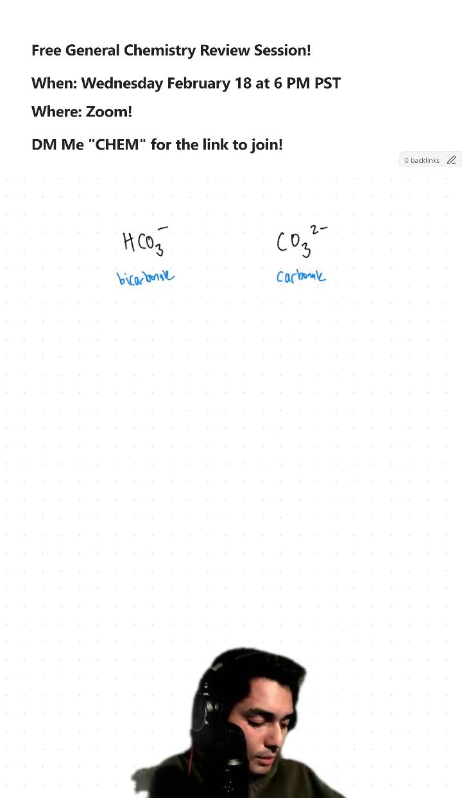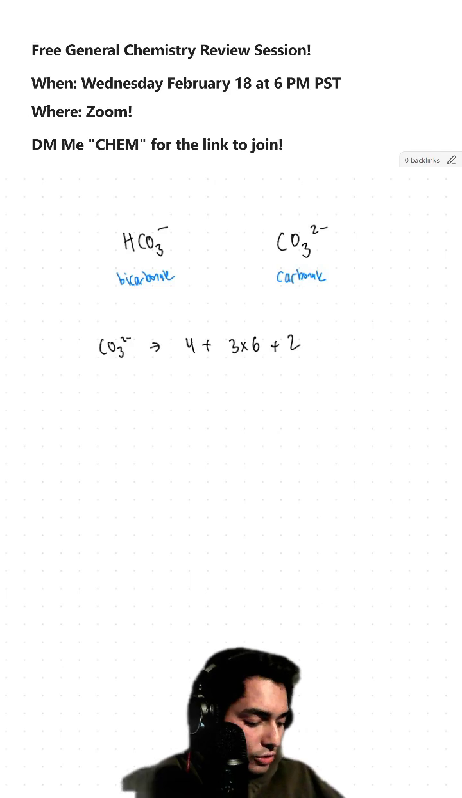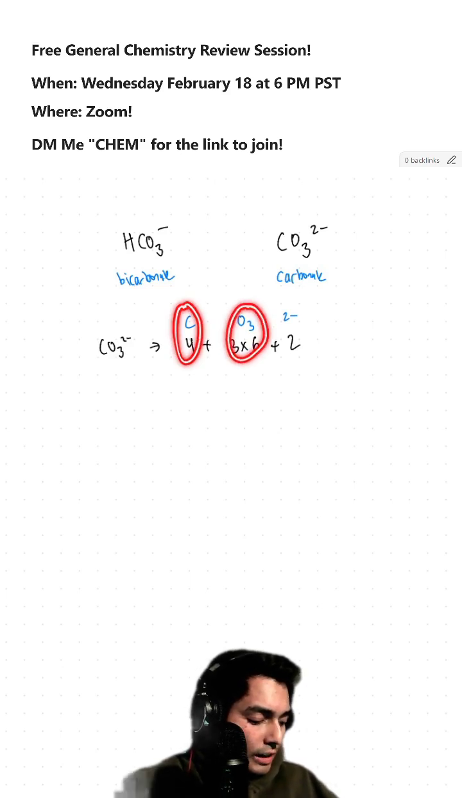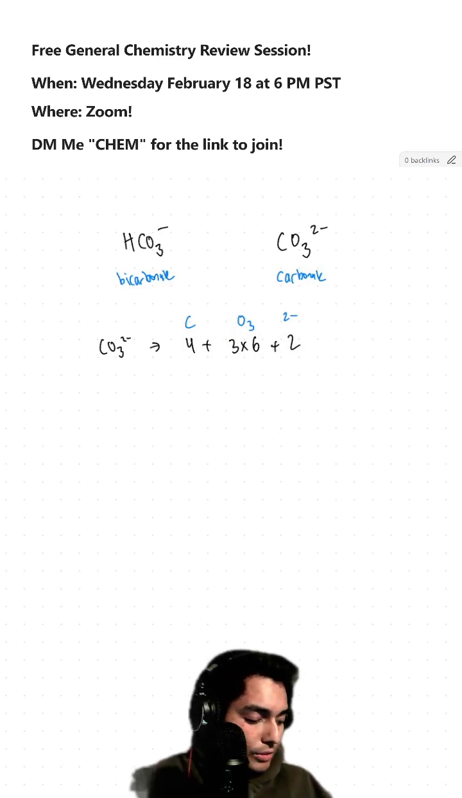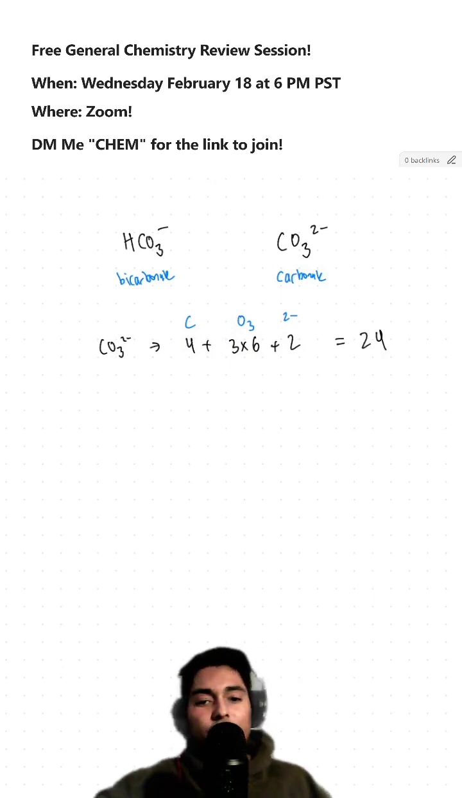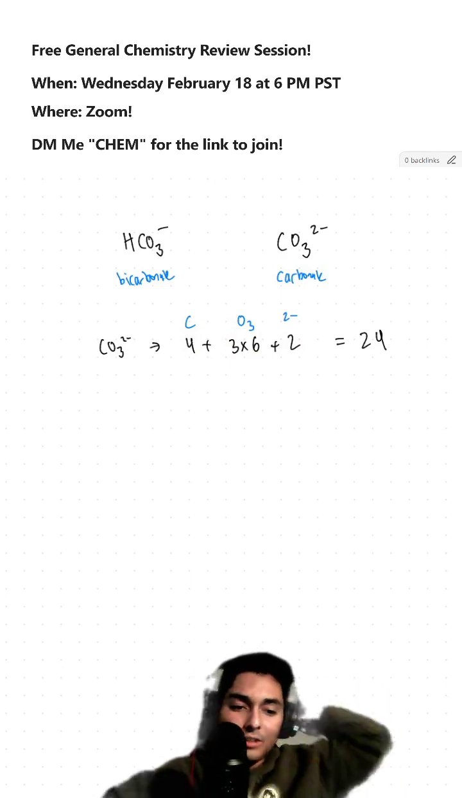So for carbonate, how many valence electrons am I going to have? Carbon has 4, oxygen has 6, and I have 3 of these, and then plus 2 extra electrons. So this is my CO3 2 minus. So 4 plus 3 times 6 is 18, and 18 plus 6, because 2 more electrons, so basically 6 times 2 is 24. So this is telling me I have 24 valence electrons, which means I'm going to have a complete octet.